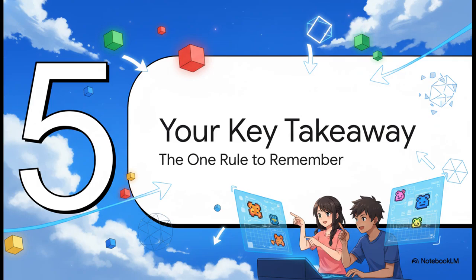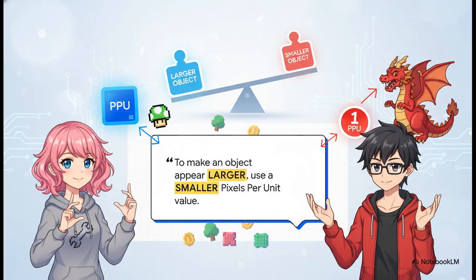All right, we have covered a lot of ground here, from the theory of pixels and units all the way to a practical, time-saving workflow right inside Unity. But if you walk away from this explainer and only remember one single thing, I want it to be this. This right here is the golden rule. You need to burn this into your brain. To make an object look bigger, you use a smaller PPU number. To make an object look smaller, you use a bigger PPU number.